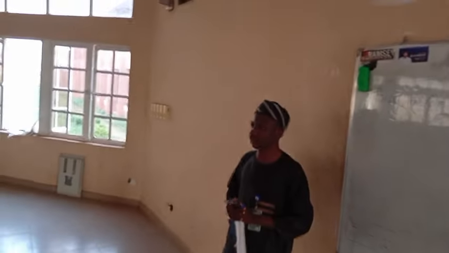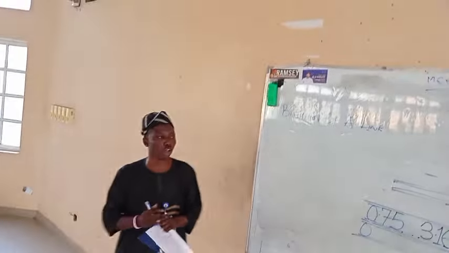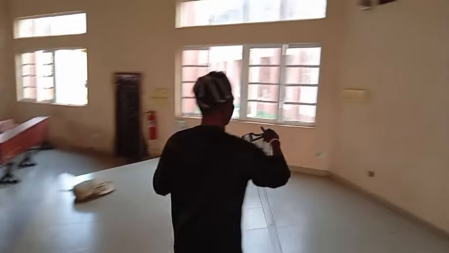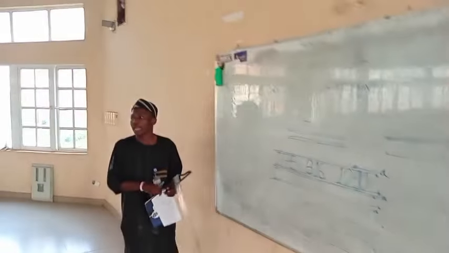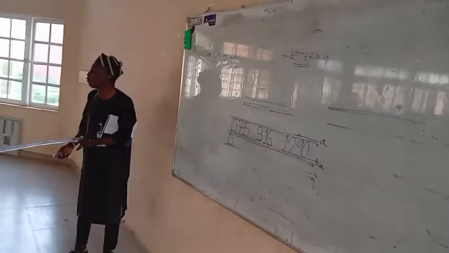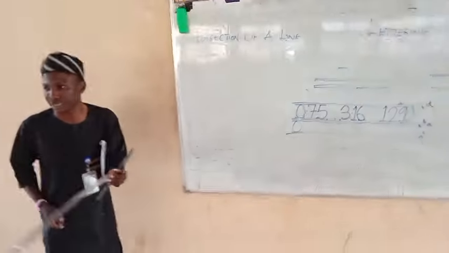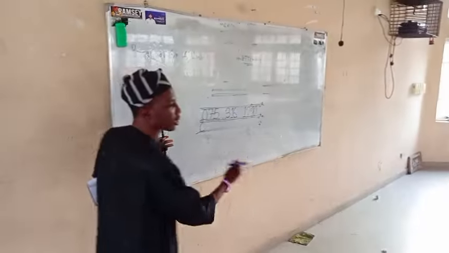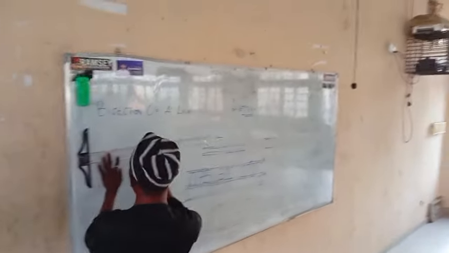Now, if I have to bisect a line, what does it mean? To divide a line into what? Now, please pay attention. Everybody, I want to do something now. Draw a line of length 70 millimeters. Now, I'll do mine too. So do yours. Draw a line of length 70 millimeters.